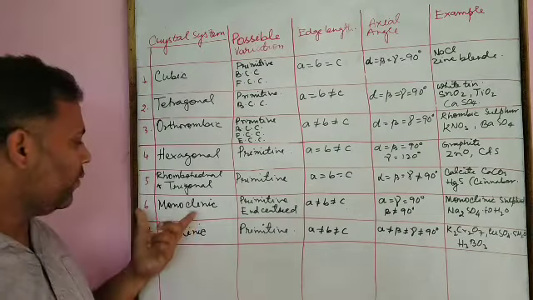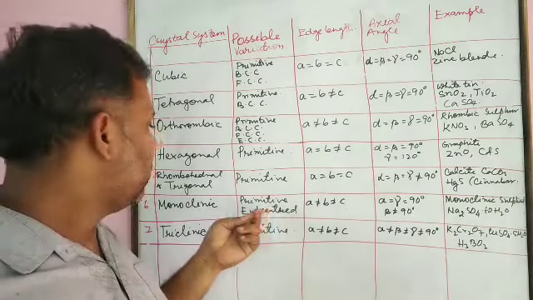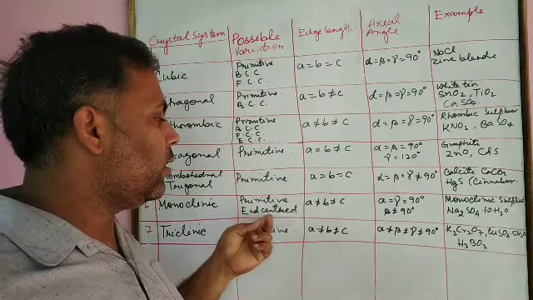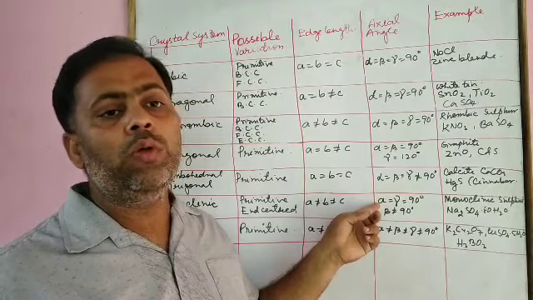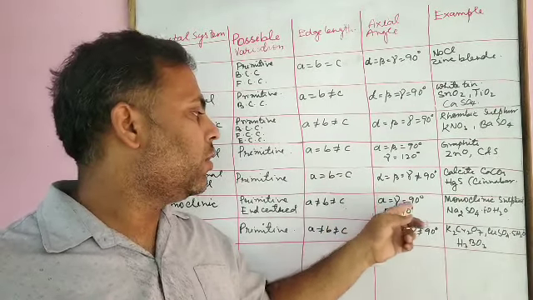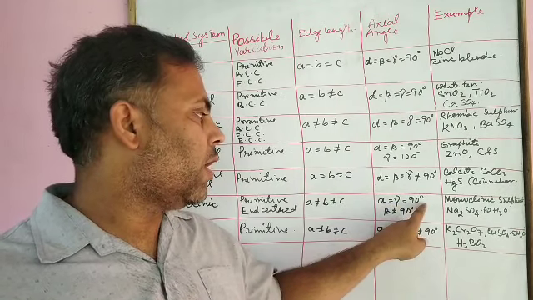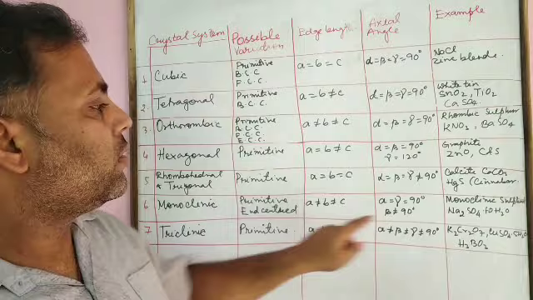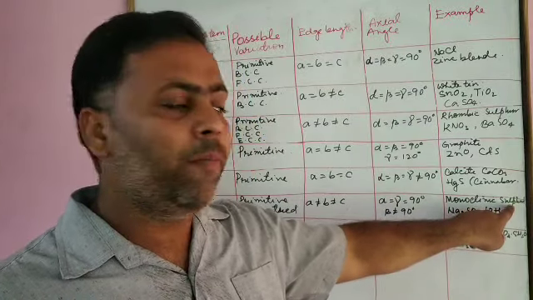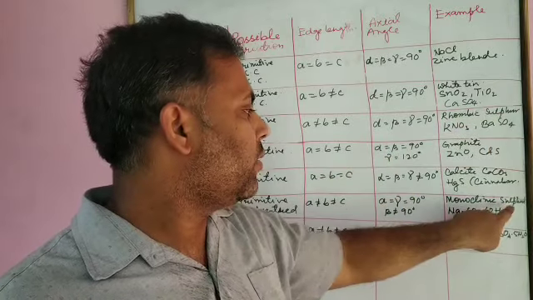Next, we will discuss monoclinic. It is primitive and end centered. It occurs in primitive or end centered, where sides are not equal, but alpha is equal to gamma. See here, alpha equals gamma, not beta. Alpha equals gamma equals 90 degree, and beta is not equal to 90 degree. Monoclinic sulfur. Sulfur exists in two forms, monoclinic and orthorhombic.